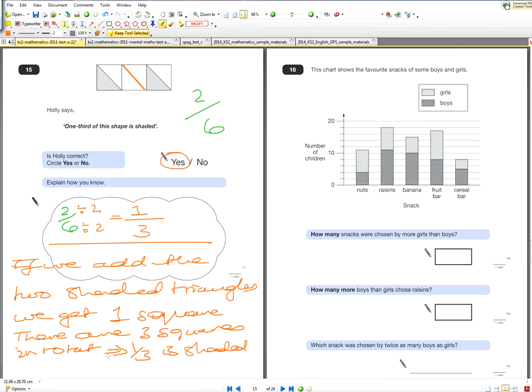So we can have two approaches. We can just do very simple, and say we're going to add the two triangles together and make 1 square. There's 3 squares in total. So 1 shaded out of 3 makes 1/3. Or we can show some maths. Do I have to write that down? Yeah, explain how you know. Yes, we need to write it down. That's fine. That's no problem.